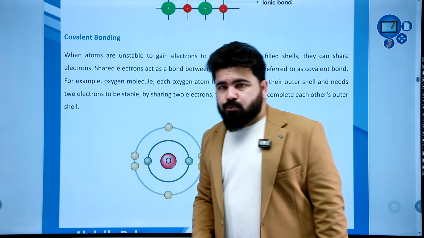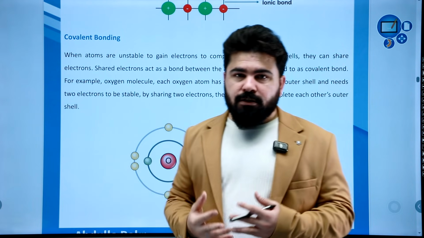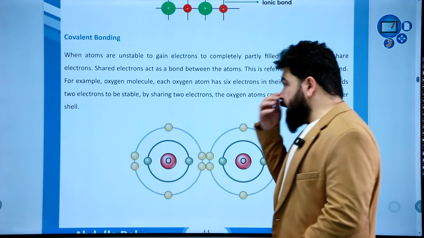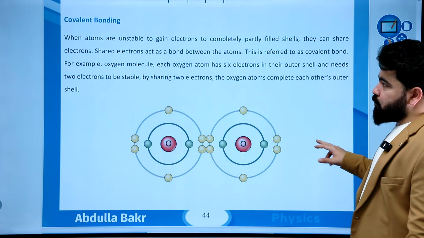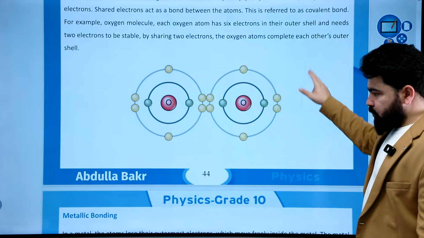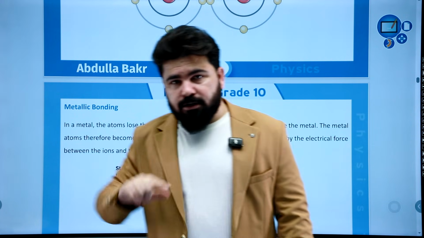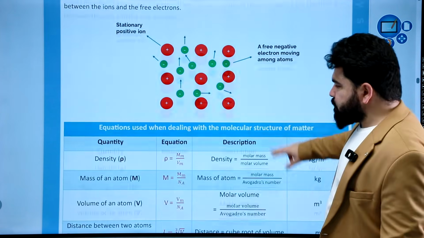Covalent bonding happens when two atoms cannot donate or receive electrons, so the solution for them is sharing. Okay, so covalent happens when electrons are shared between two atoms. Example is oxygen. Metallic bonding happens when you have one free electron moving freely inside a sea of electrons.